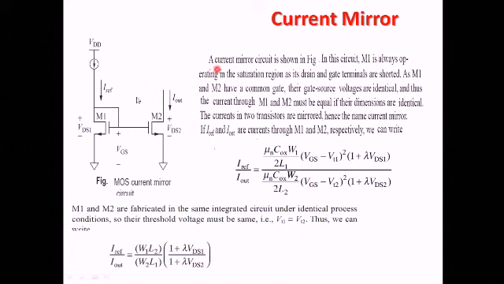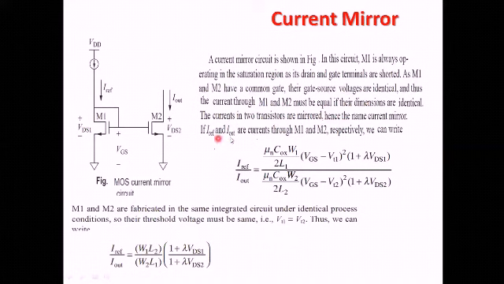Now see, this is the diagram where M1 and M2 are the two transistors. This one is a current mirror circuit. In this circuit, M1 is always operating in the saturation region, as its drain and gate terminals are shorted. You can see these are shorted. As M1 and M2 have a common gate, their gate source voltages are identical, and thus the current through M1 and M2 must be equal if their dimensions are identical. The currents in the two transistors are mirrored, hence the name current mirror.